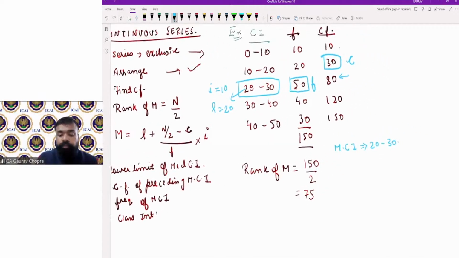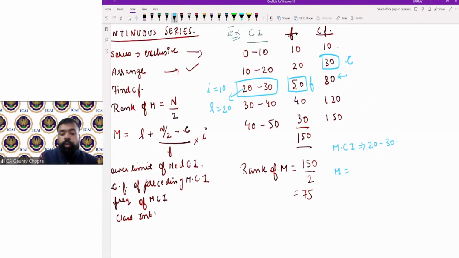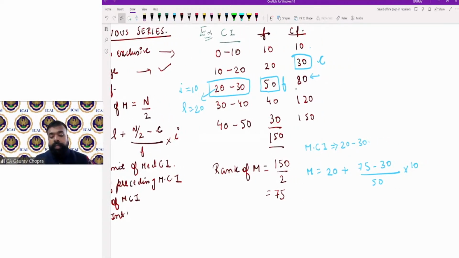Now apply the formula. Median is equal to lower limit is 20 plus n by 2, 75 minus c upon f is 50 multiplied by 10. So don't forget to multiply with I. Let's simplify. 20 plus 450 divided by 50. Your final answer. How much? 29. Yes, 29 is correct.